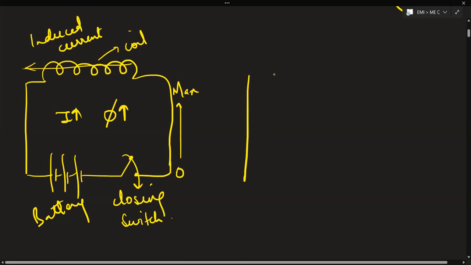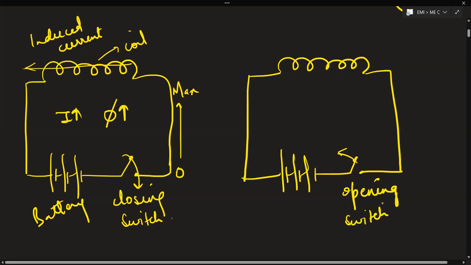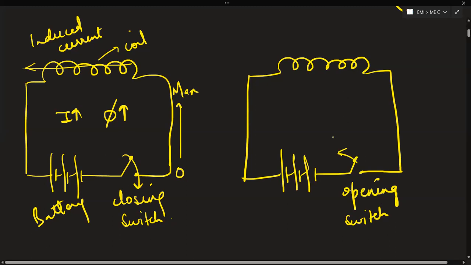Now let's take a similar case. This is your coil, this is your battery, and the switch is here. Let's say this is an opening switch. What will happen? As this tapping switch is opened, current and magnetic flux through the coil will decrease. It's like you're switching off the circuit. Current will decrease from its maximum value, and ultimately it will become zero.